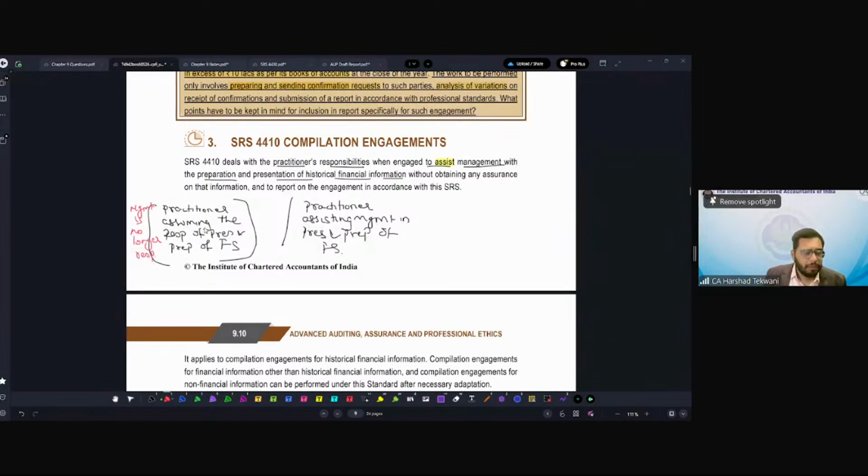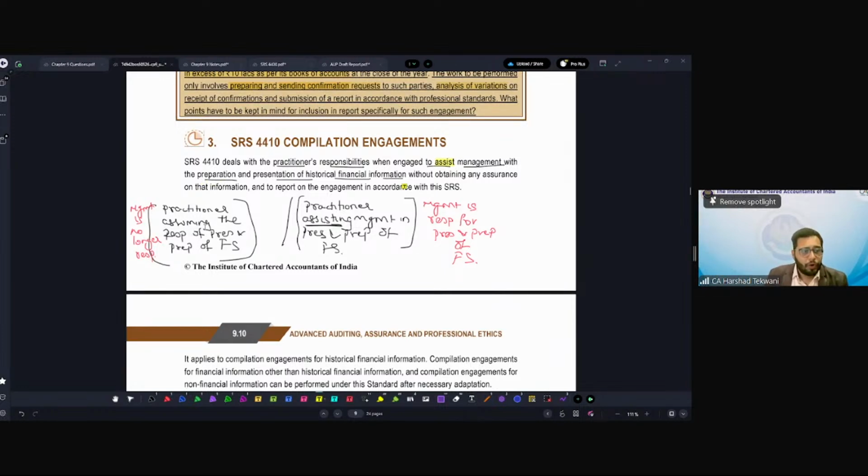Okay, here we are only assisting. That's why, at the end, management is responsible for the presentation and preparation of the FS. That's why the term "assisting" is being used, not any other term. So we are assisting the management in the preparation and presentation of historical financial information.